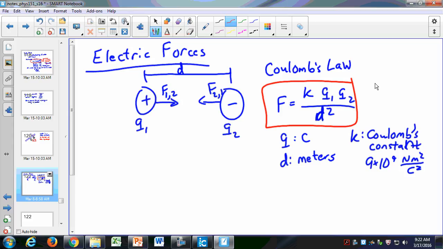We had something similar before, when we were talking about gravitation: Newton's universal law of gravitation, which looked very similar. Don't write this down, I'll just give it to you for reference. It was F equals G M1 M2 over d squared, the force between masses. Notice that these are very similar, because they're both spherically symmetric. All right, so that's Coulomb's law.